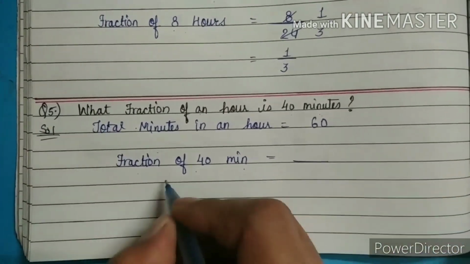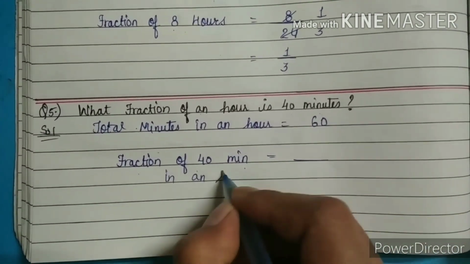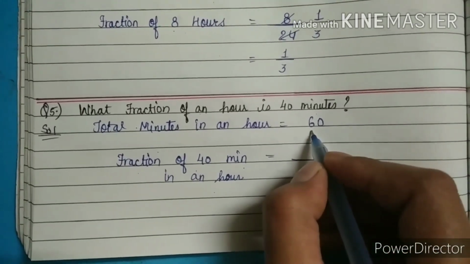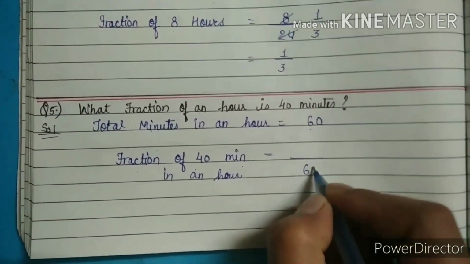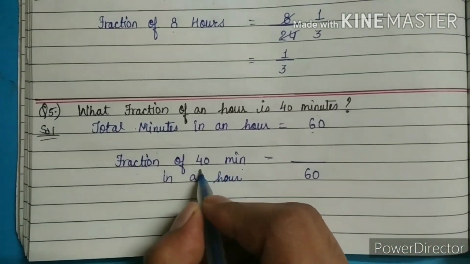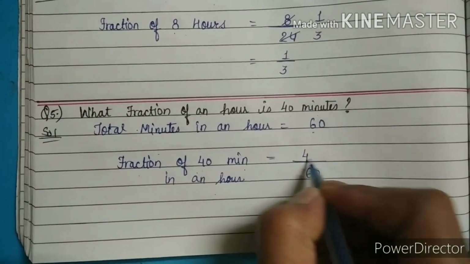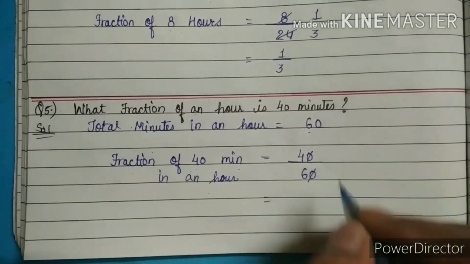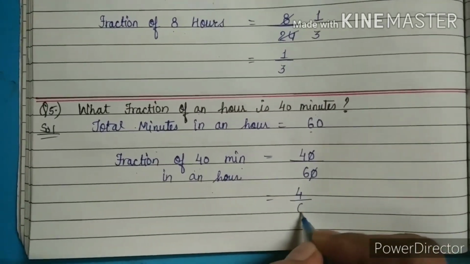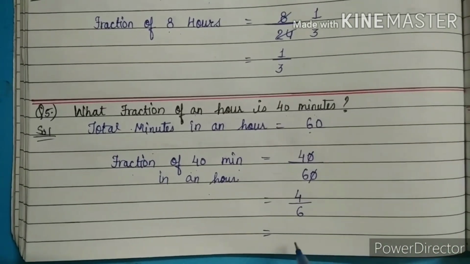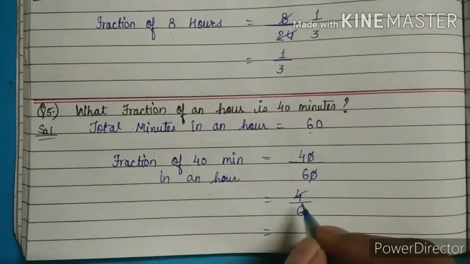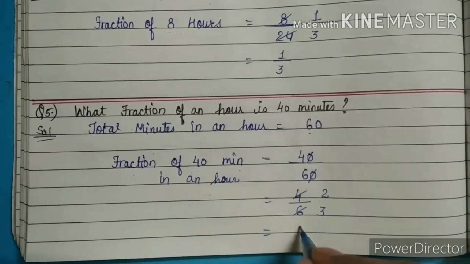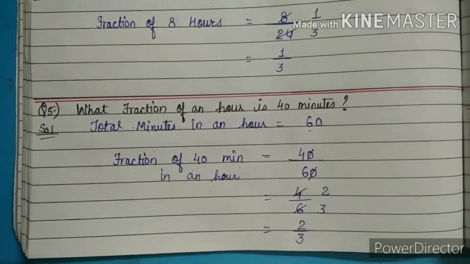In an hour, so in an hour, how many total minutes are here? The total is 60 and the question is asking for 40 minutes. So 40 will come here. So firstly we will cut 0 with 0. So what will remain? 4 by 6 and it will reduce by the table of 2. In the table of 2, 4 comes 2 times and 6 comes 3 times. So it will become 2 by 3.